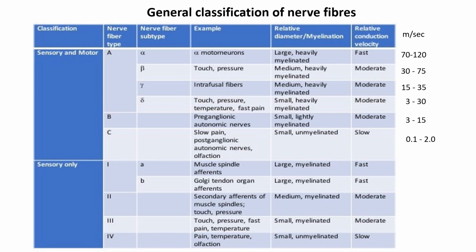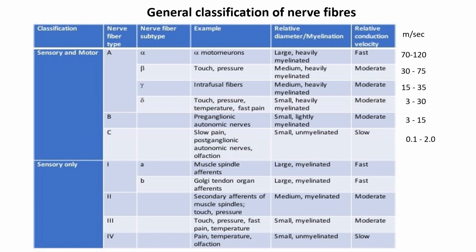Then you have the A beta fibers, the A gamma fibers, and the A delta fibers, and these are the fibers that transmit touch, pressure, temperature, and fast pain, all right? They are not as heavily myelinated as the A alpha fibers, for example. Then you have the B fibers, and these are lightly myelinated. They are mainly the preganglionic autonomic nerve fibers, and their conduction velocity is moderate. It's not as fast as the A alpha fibers.